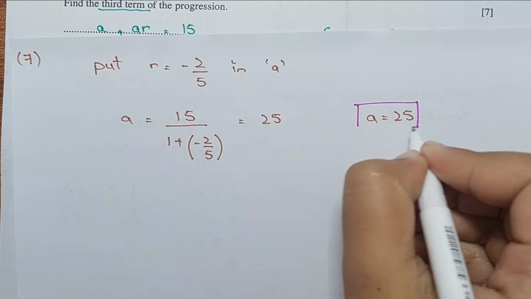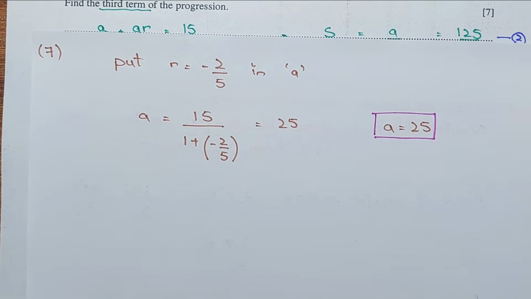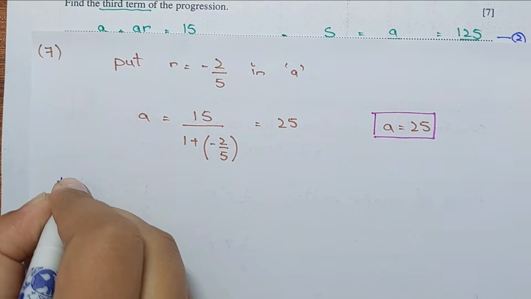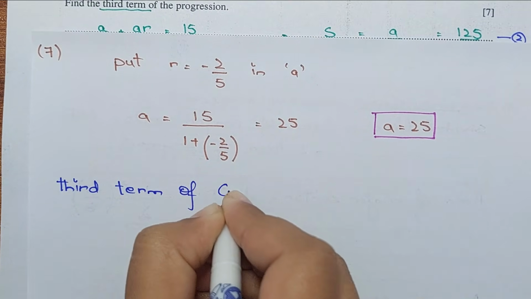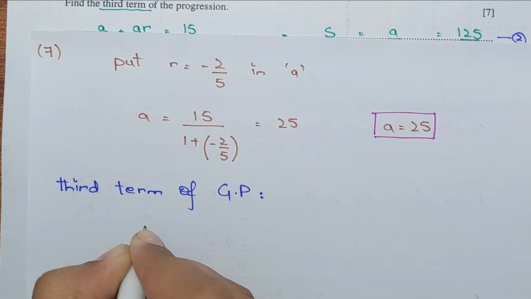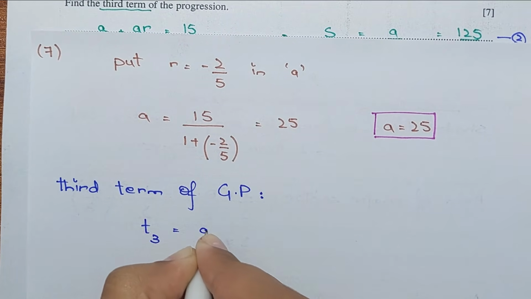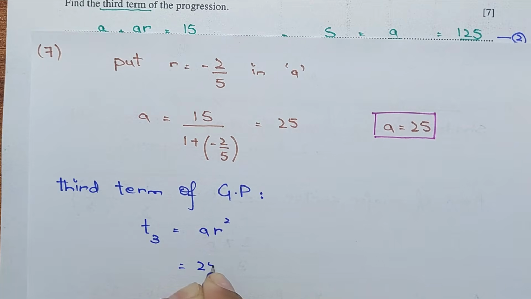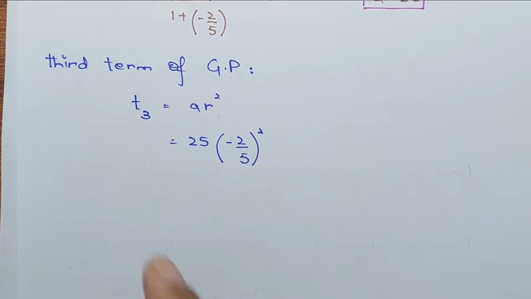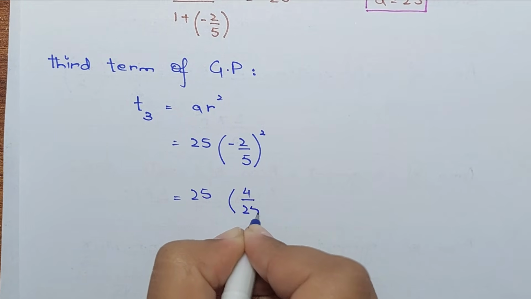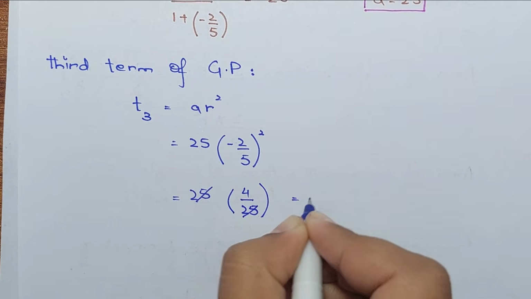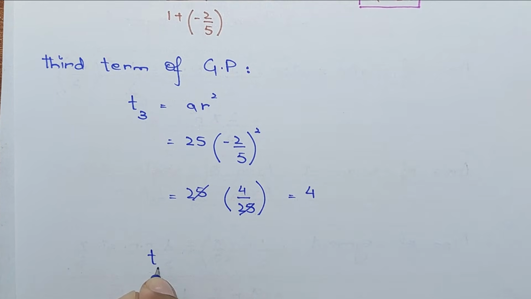Okay, now we have A and we have R. Find out the third term. Third term of geometric progression is T3 equals A R square. A is 25. R is minus 2 by 5. Take it square. Okay, so we have 25. Negative square is positive. 2 square is 4 and 5 square is 25. 25 is cancelled with 25. So this is equals to 4. So the third term is 4. That progression.